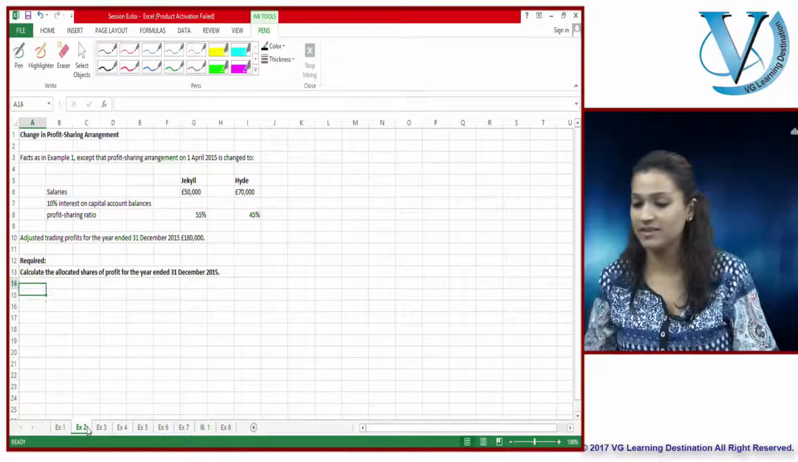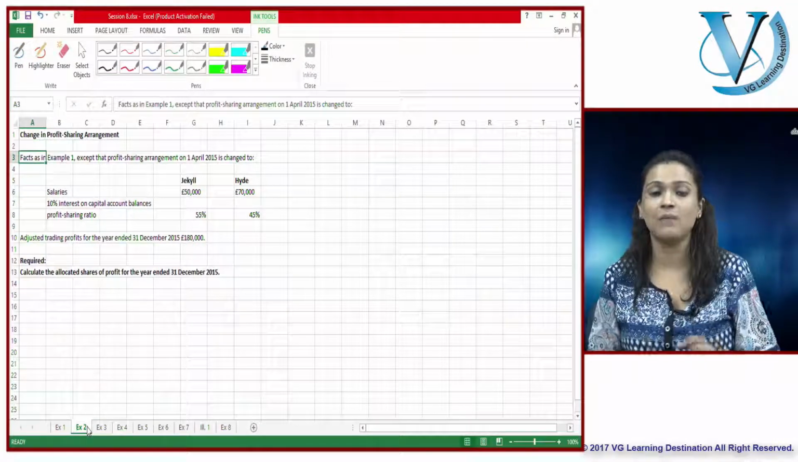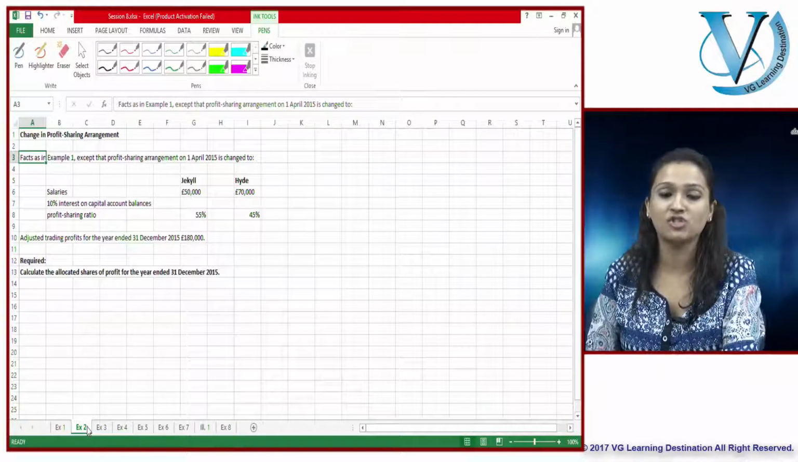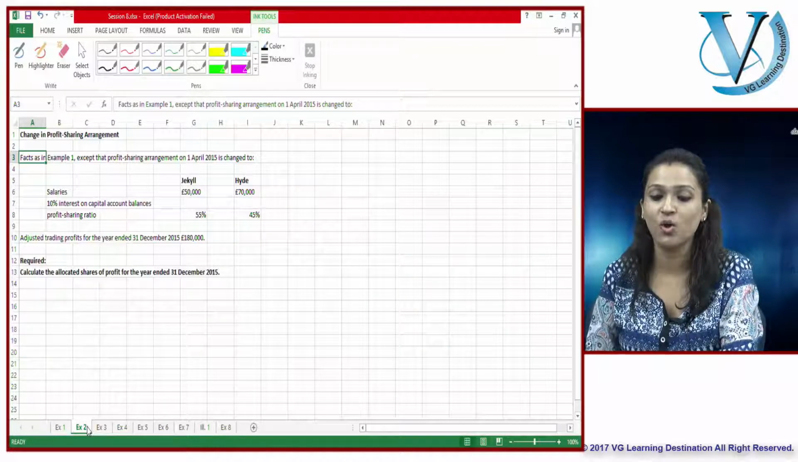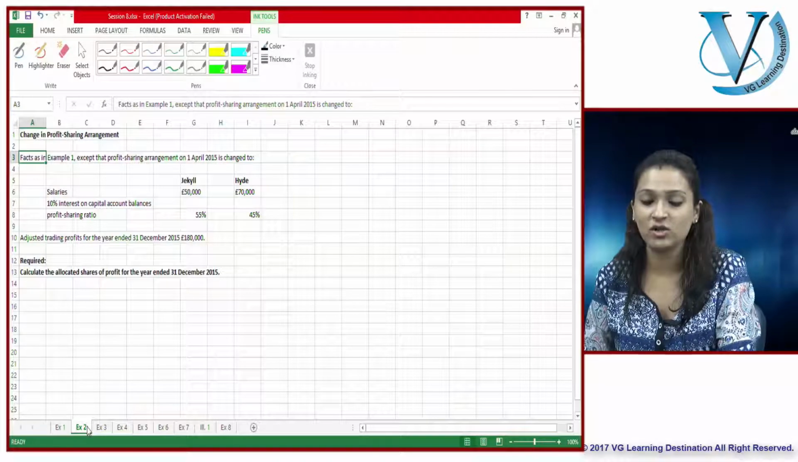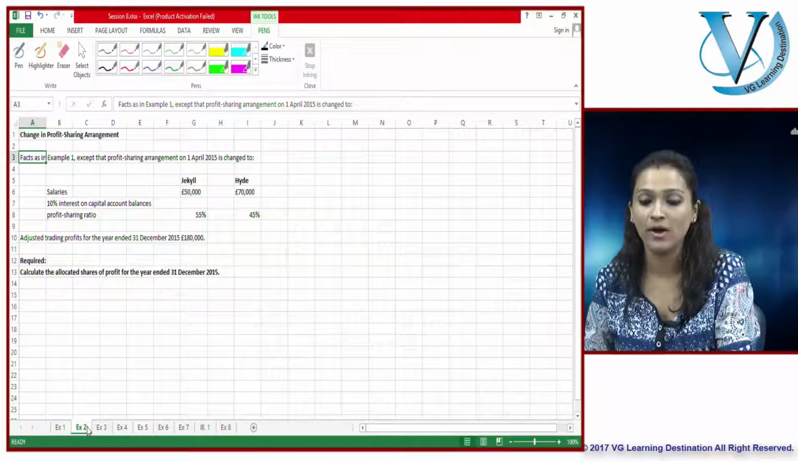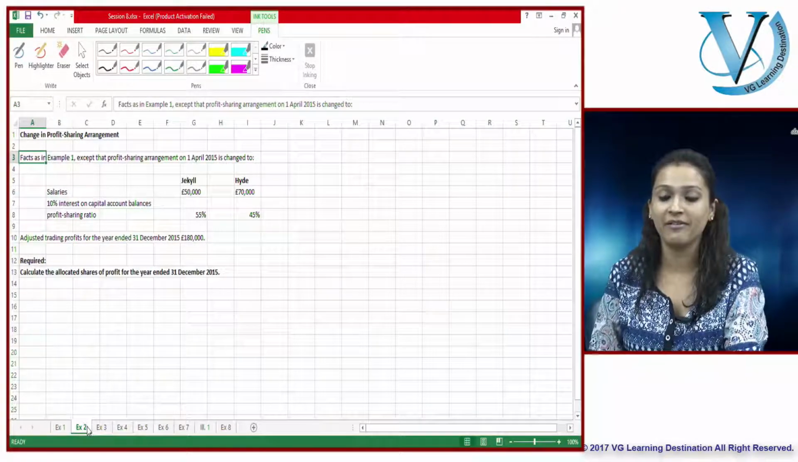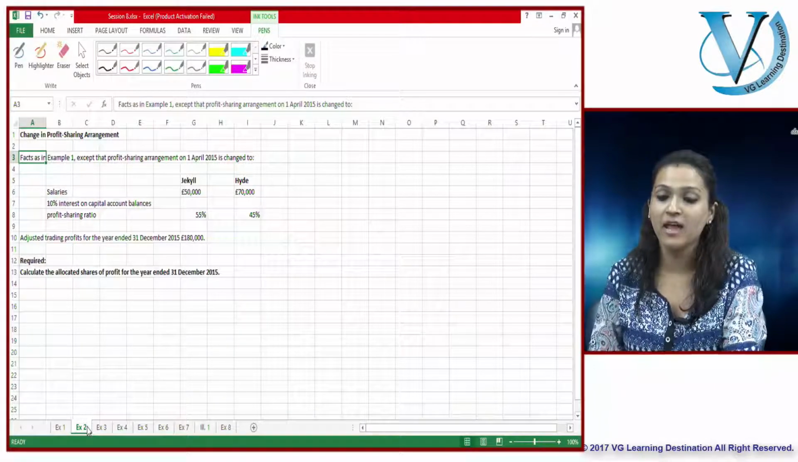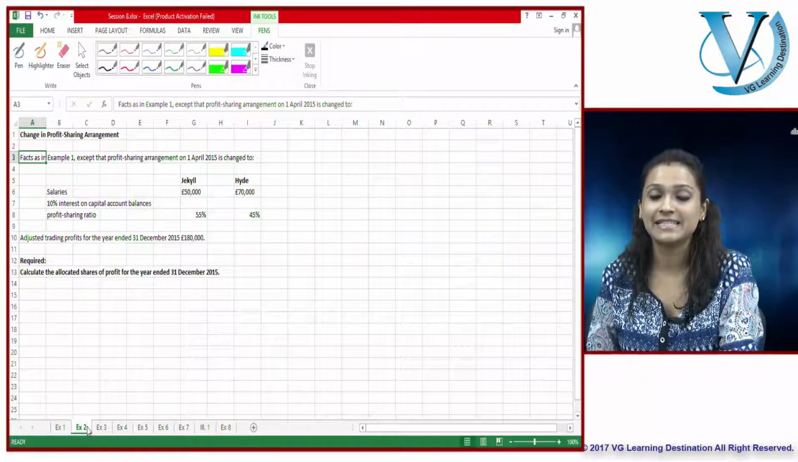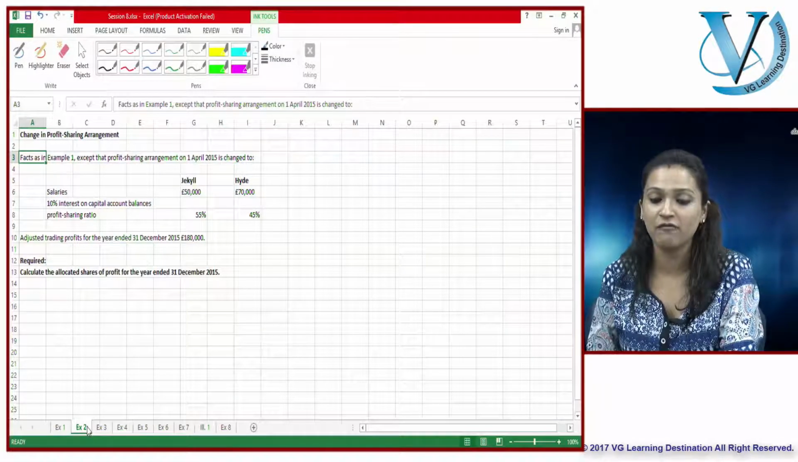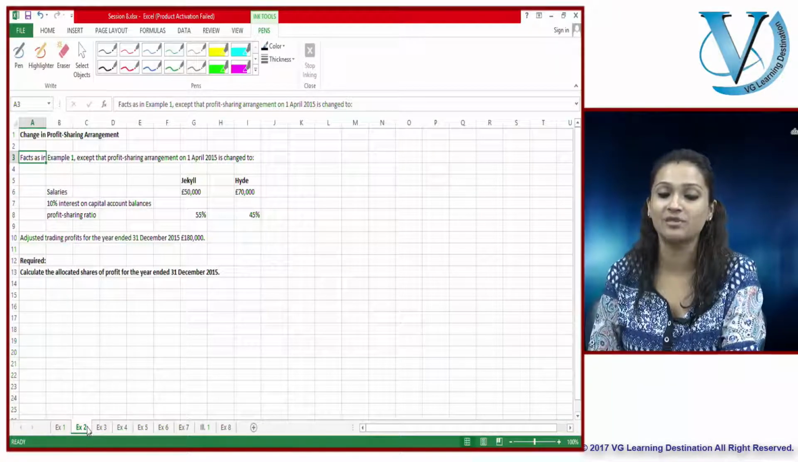Let's have a look at another example. Facts as in example one, except that profit sharing arrangements on the 1st of April 2015 are changed as follows. The salaries are 50 and 70. Interest on capital has been told to us in example 1 already. And the profit sharing ratio from the 1st of April is now 55 and 45 instead of the previous 60/40. Adjusted trading profits for the year ended 31st of December is 180,000 pounds.